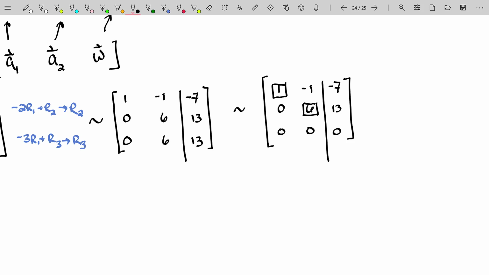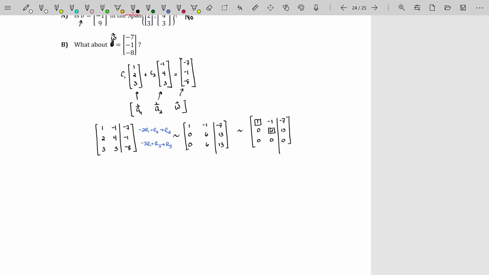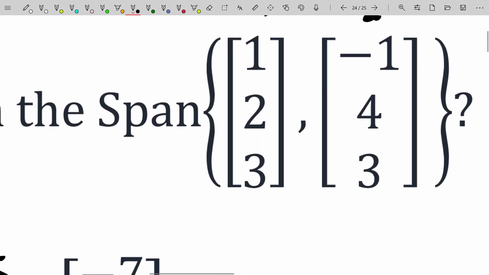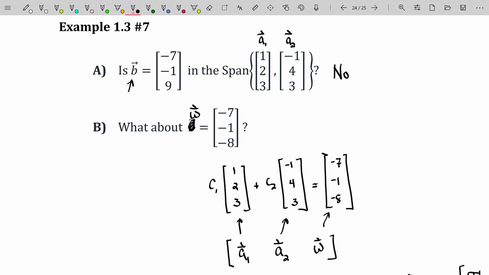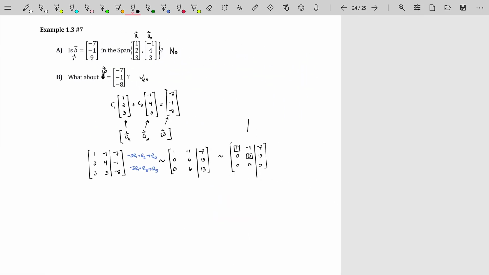And because there exists a solution, because again, the rightmost column does not contain a pivot, that means that this vector W is definitely generated by some linear combination of those two vectors. They didn't ask me what the linear combination is, so there's no need for me to go any further. All I need to say is yes. Of course, all my work to get there has been shown.